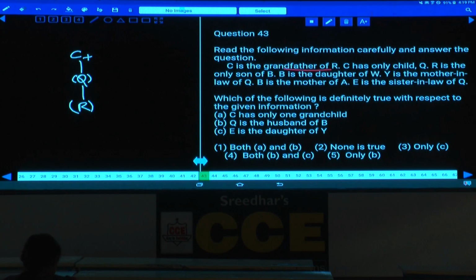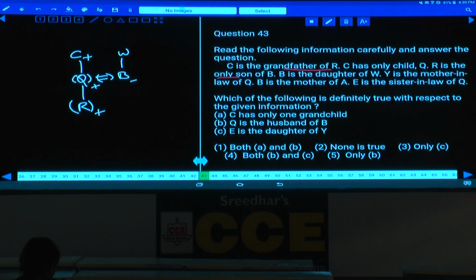And R is the son of B. R is the son of whom? R is the son of B. As of now, R is the son of Q. R is the son of B as well. And this Q and B are a married couple. And R is the only son of B. B is the daughter of W. As B is the daughter of W, Q is the son of C. And B is the daughter of whom? B is the daughter of W.